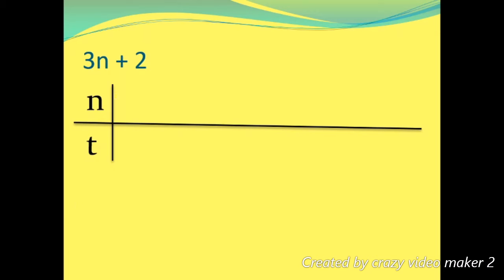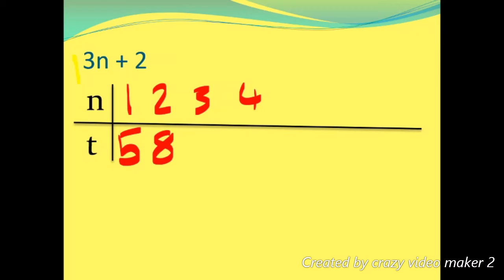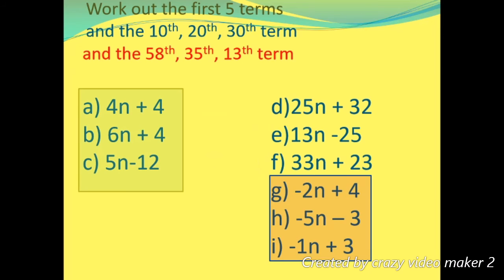So for this one here, if I want the first 4 terms, I'm going to have to do 1, 2, 3, 4. My first one, I'm going to do 1 times 3, which is 3, plus 2 is 5. Then I have to do 2 times 3, which is 6, plus 2 is 8. Then 3 times 3, which is 9, plus 2, which is 11. And then 4 times 3, which is 12, plus 2, which is 14. And that's how you work out your sequences when you're listing them.